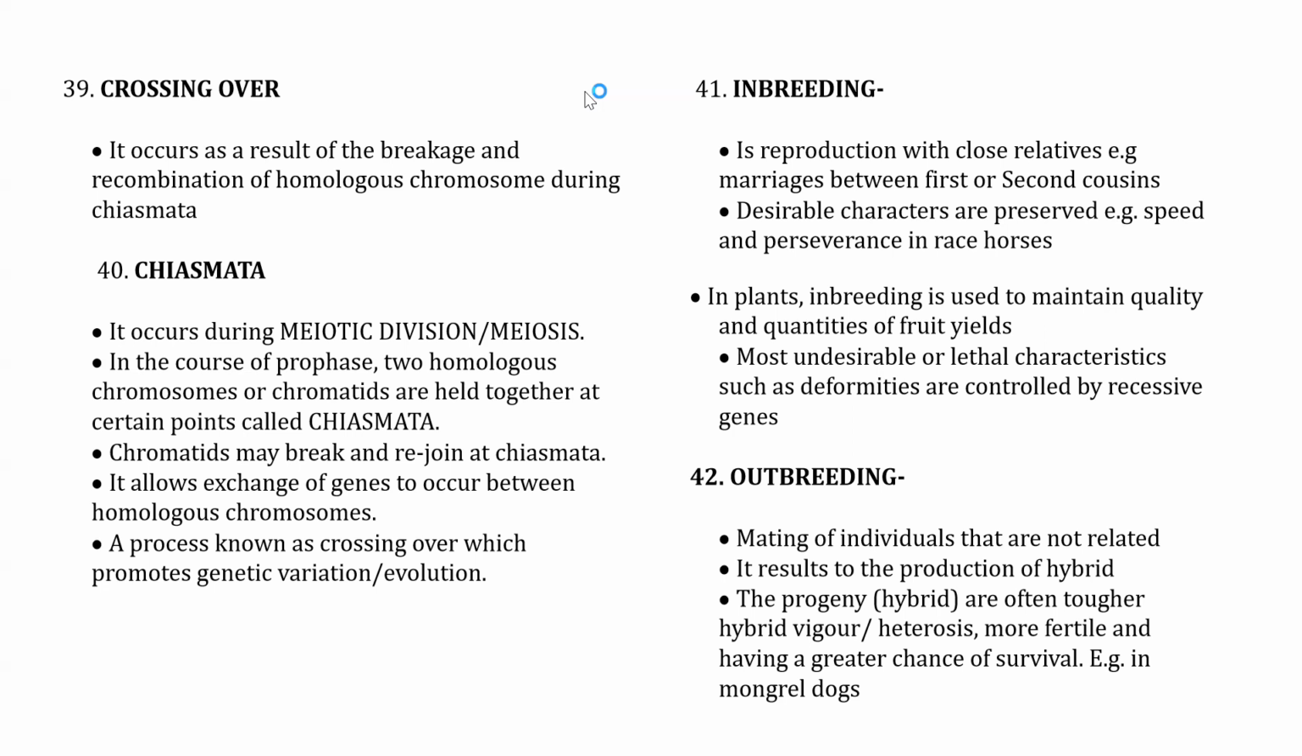Now, outbreeding. From the word outbreeding, I can take my own animal and go and mate it with another animal somewhere else. So that's one of the examples of hybridization. Mating of individuals that are not related results in the production of hybrids.